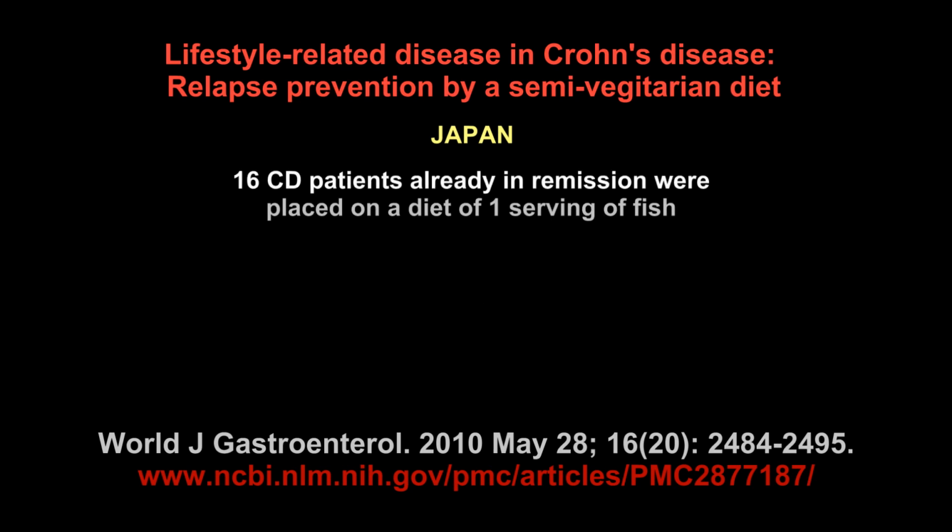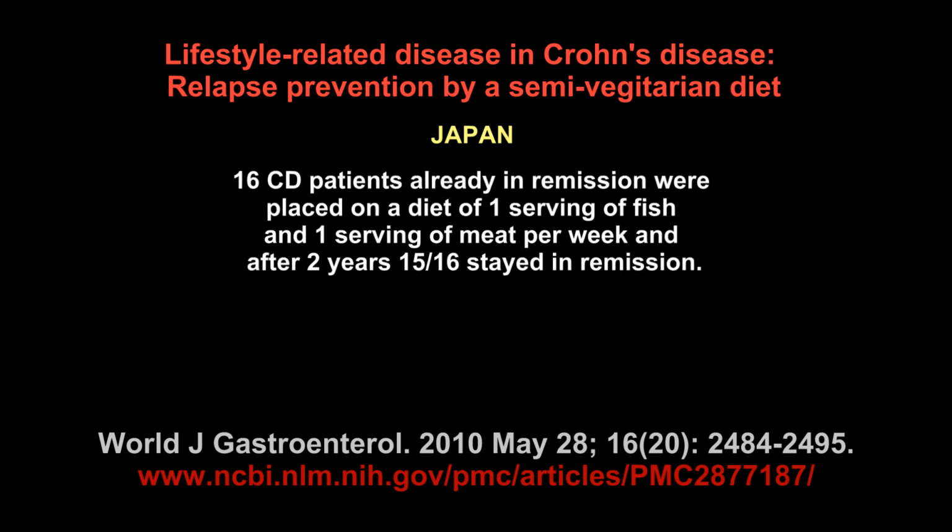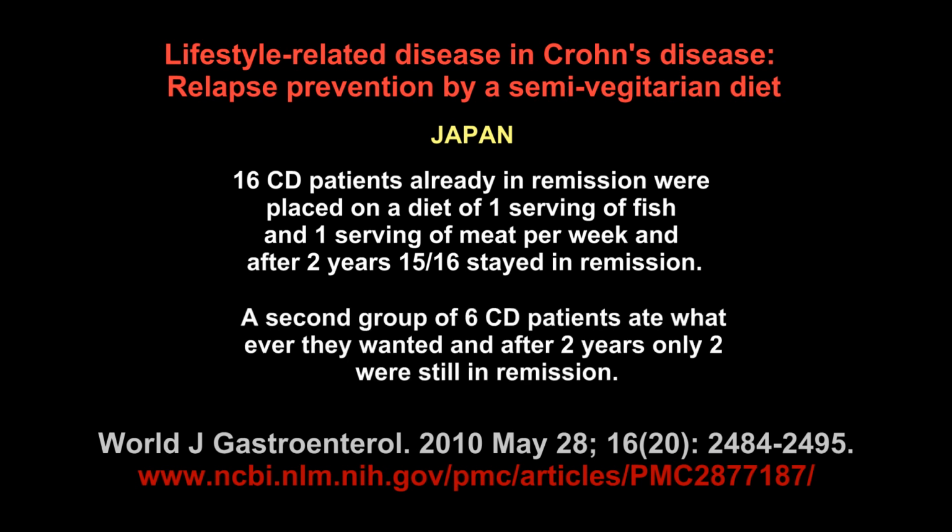In Japan, 16 Crohn's patients already in remission were placed on a diet of 1 serving of fish and 1 serving of meat per week, and after 2 years, 15 of 16 stayed in remission. A second group of 6 Crohn's patients ate whatever they wanted, and after 2 years, only 2 were still in remission.